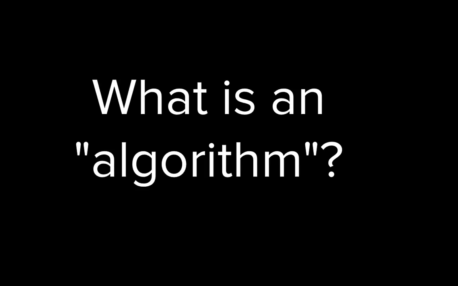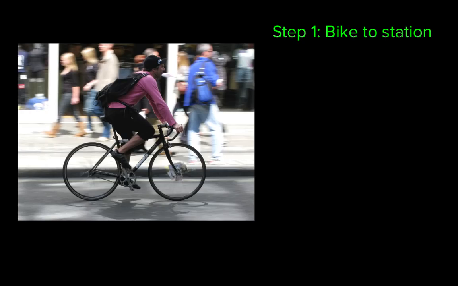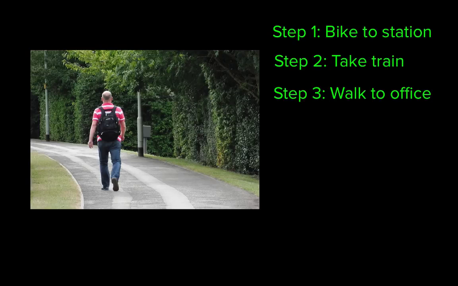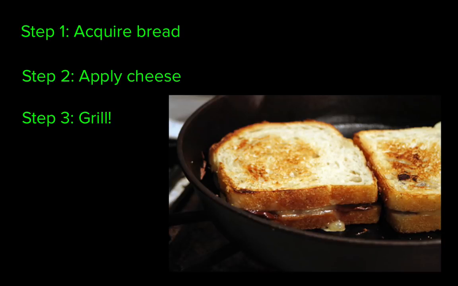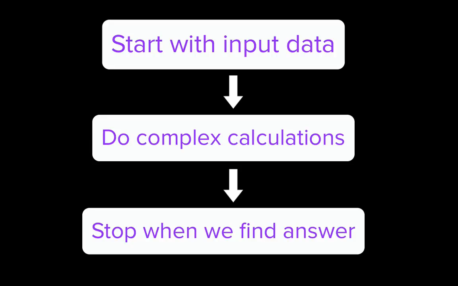What is an algorithm? One definition might be a set of steps to accomplish a task. You might have an algorithm for getting from home to school, for making a grilled cheese sandwich, or for finding what you're looking for in the grocery store. In computer science, an algorithm is a set of steps for a computer program to accomplish a task. Algorithms put the science in computer science, and finding good algorithms and knowing when to apply them will allow you to write interesting and important programs.